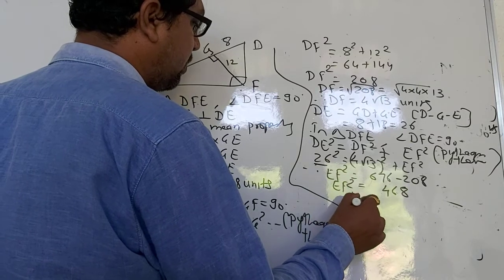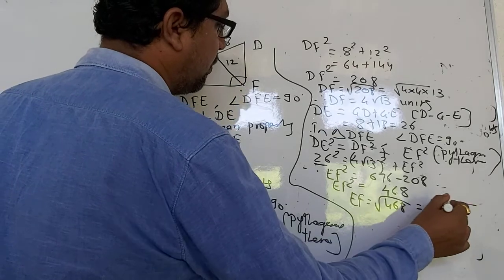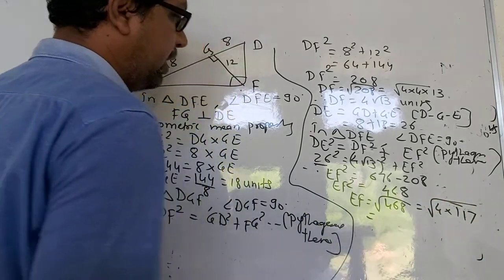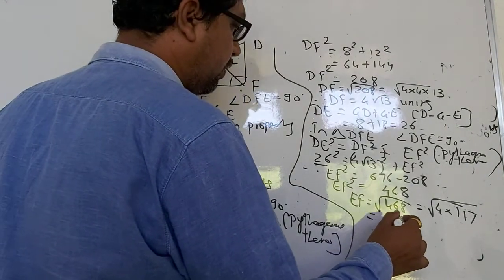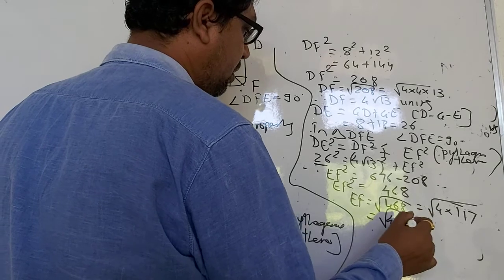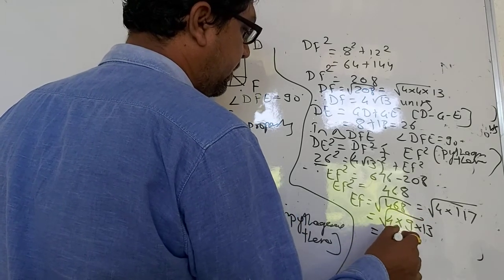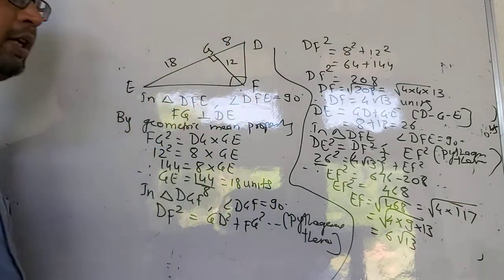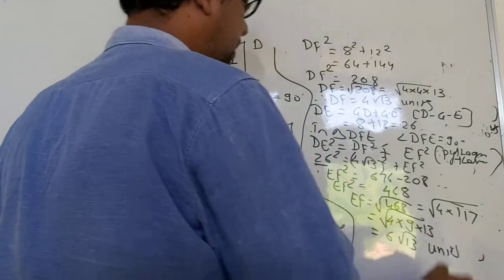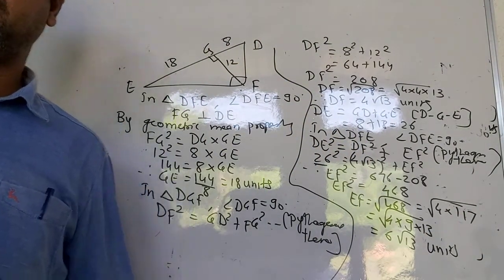So taking its root, 468, so 4 1s are 4, 4 1 7s are 468. Again you can divide by 9, so 4 into 9 into 13. Taking its root, this is 2 and 3, that is 6 root 13. So this is the solution for the first one, that is question number 7. You can see it properly.